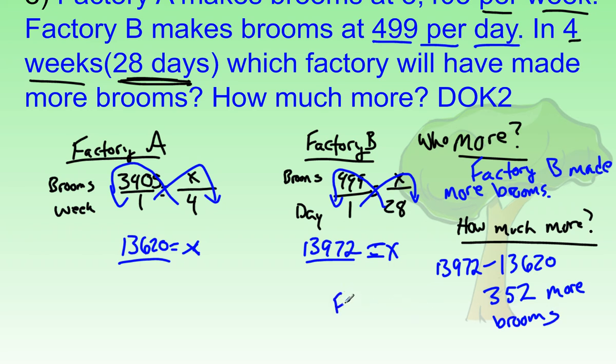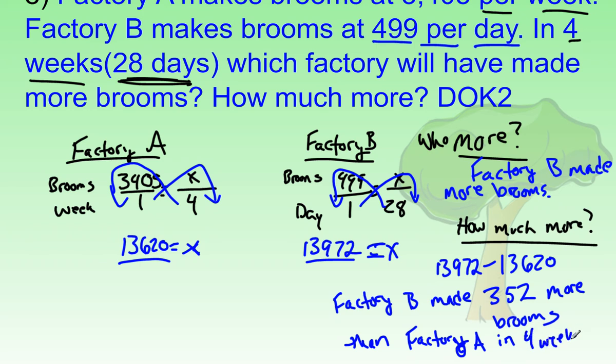We'll say factory B made 352 more brooms than factory A in 4 weeks. And there we go. So factory B made more brooms by that much. We figured it out by using our proportions. Each proportion was slightly different because this one was based off the number of weeks. Factory B was off the number of days, but we could still cross multiply and solve both of them.